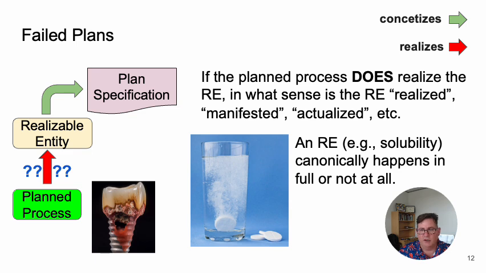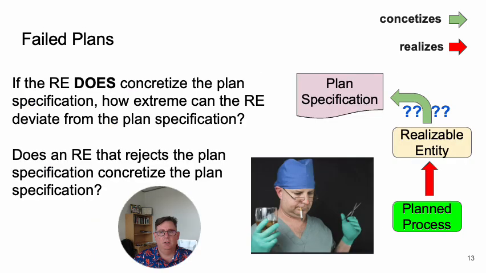If we assert that the plan process does realize the concretization, it is unclear in what sense the realizable entity is being realized. Realization is often described as a realizable entity being manifested or actualized in a process. For example, the solubility of material is realized or actualized when the soluble material is placed in water. It happens in full or doesn't happen at all. But what does it mean for a plan process to realize the concretization, but all the steps of the plan specification are not executed?